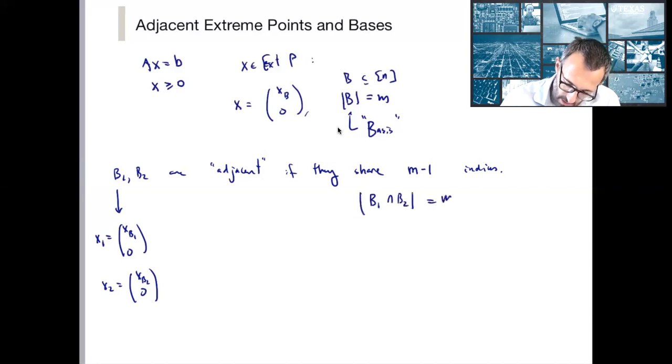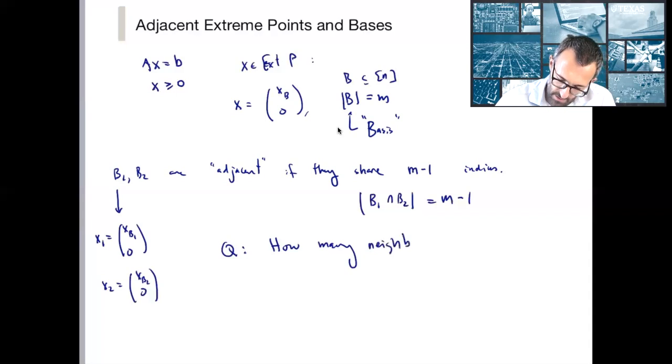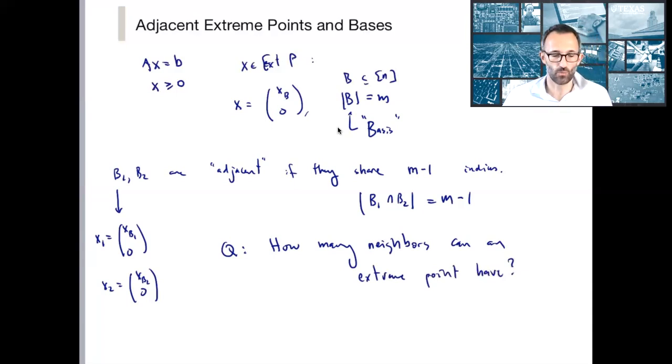And so this is what I mean. So one question for you is how many neighbors, or adjacent vertices, can an extreme point have? We can think about that. So this tells us what the neighbors of extreme points are.